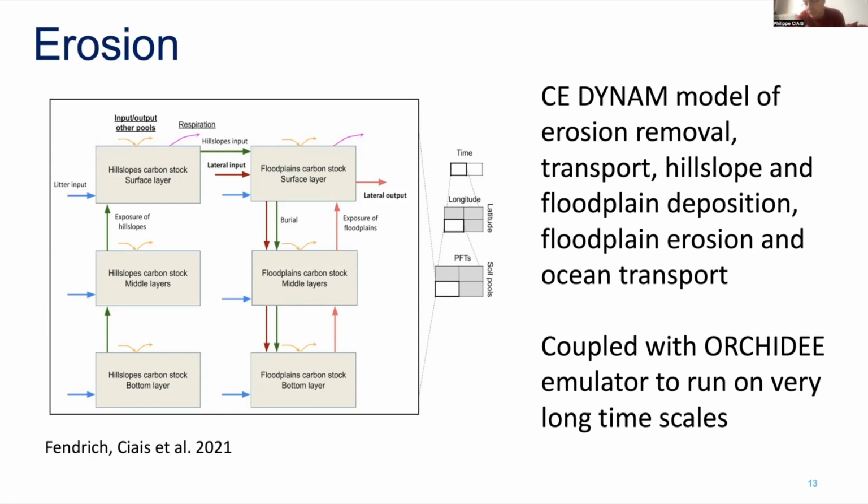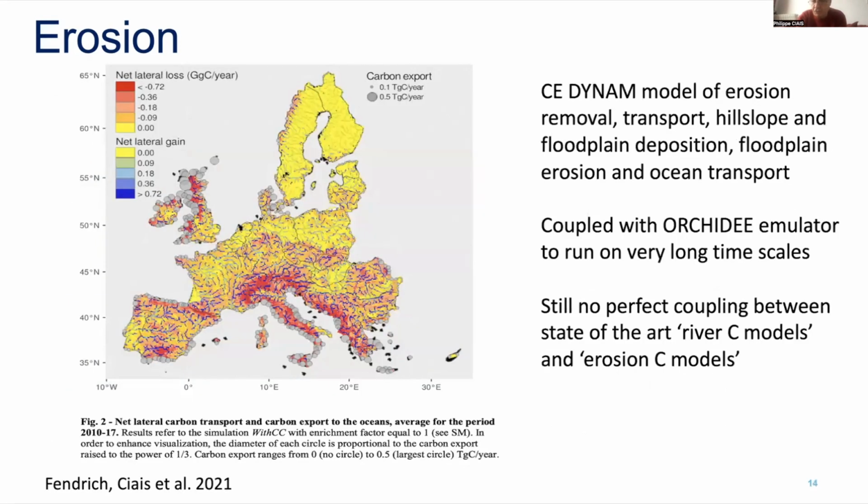The soil carbon pool wants to return to equilibrium, and it creates a call for additional carbon storage in the soil. This erosion model has been coupled with an offline version of the ORCHIDEE model so that it is able to run in a few minutes over a very long time scale, like you can do a 1,000-year simulation in a few minutes on a laptop.